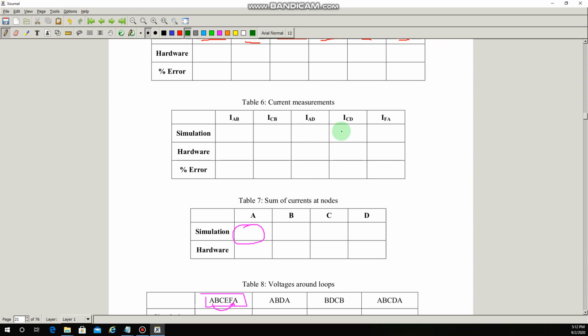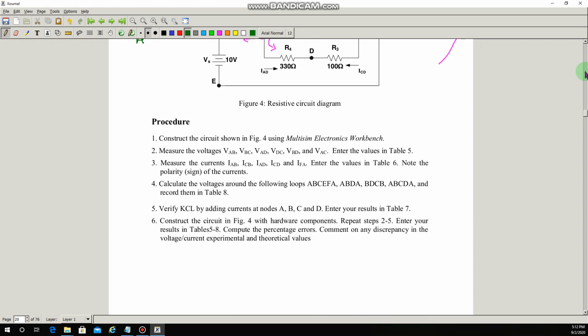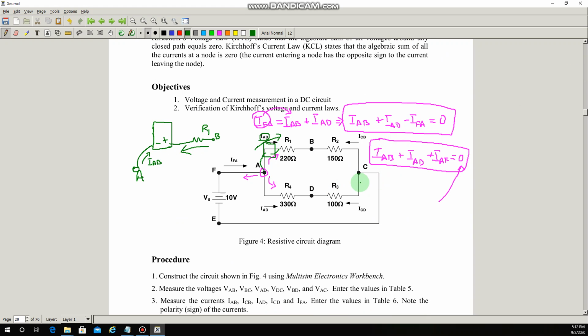Let us take another example and then we will wrap it up. So for example, let's talk about ICD. What is ICD? ICD is the current that is flowing from C to D in this direction. So how would I place the ammeter? I would place the ammeter in such a way that C is connected to the positive terminal of the ammeter and the negative terminal is connected at this point.